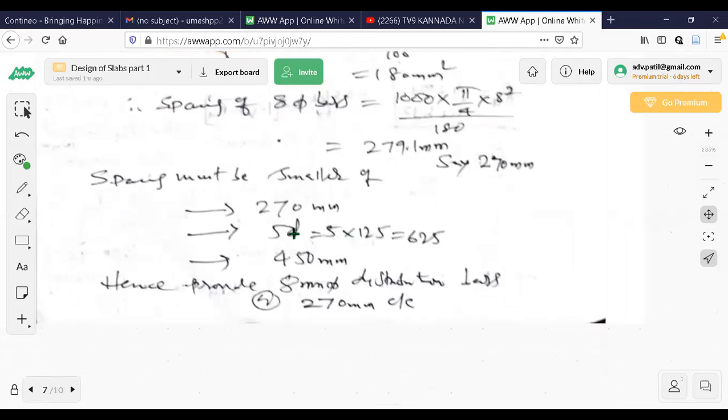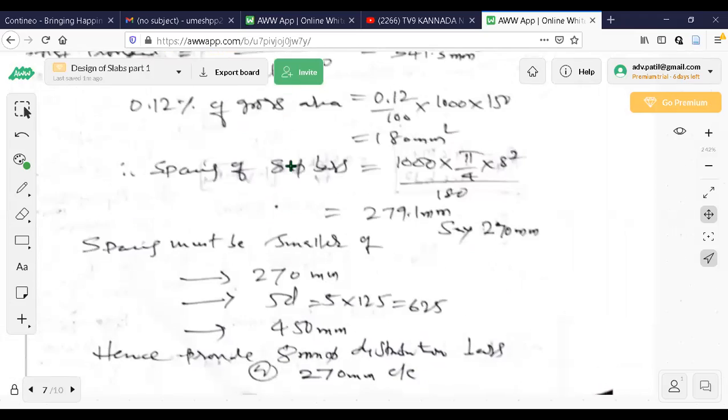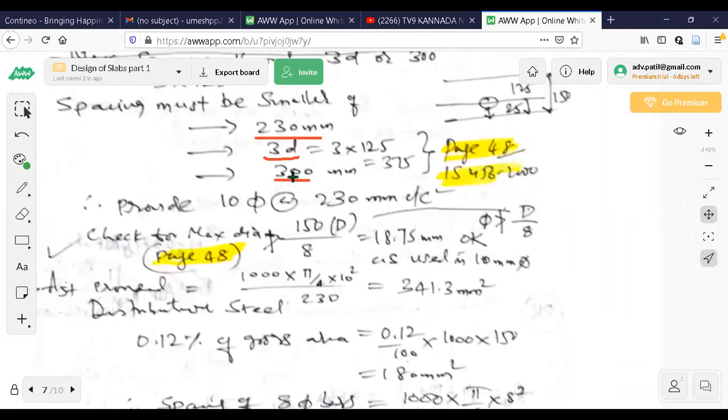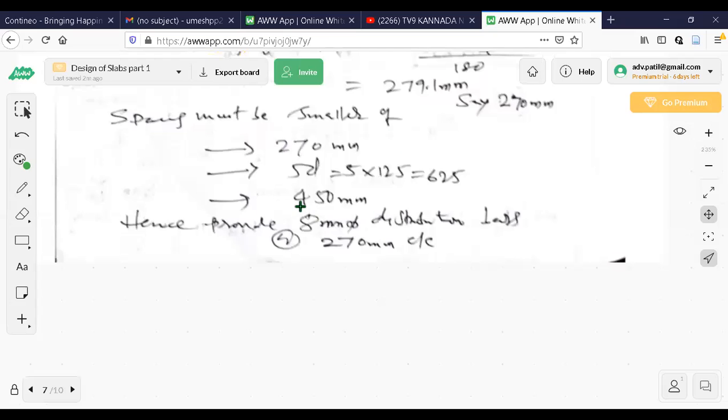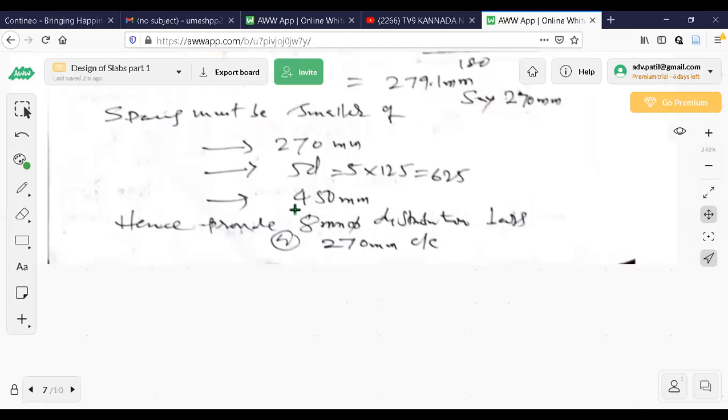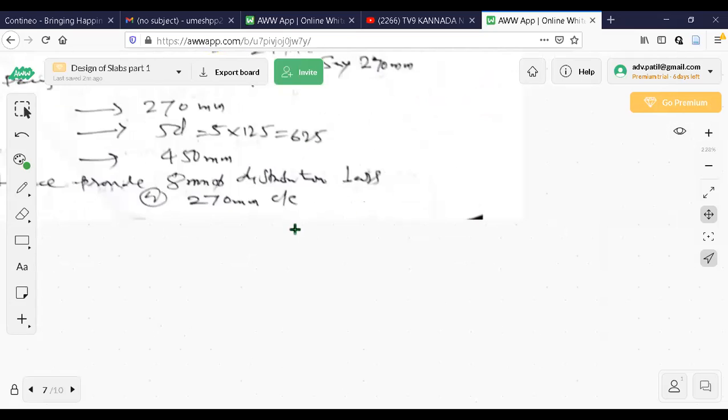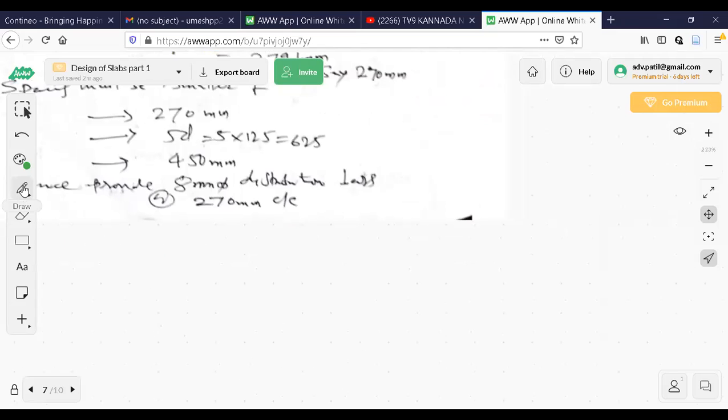Again, it should be the smallest of 5 times D here. For distribution steel it is 5D; for main steel, how much was it? 3D. So 5D is accepted, or 450 mm. In any case, it should not be more than 450 mm. Out of these three, the smallest is 270. So this is how you can design it. I'll stop it in another 2 minutes, just show the rough diagram, and I'll stop.